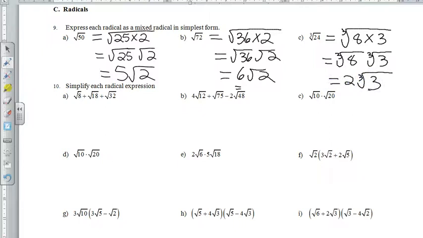Don't leave off the little cubey root things, right? Don't leave off the little 3. That's called the index. Don't leave off the index.